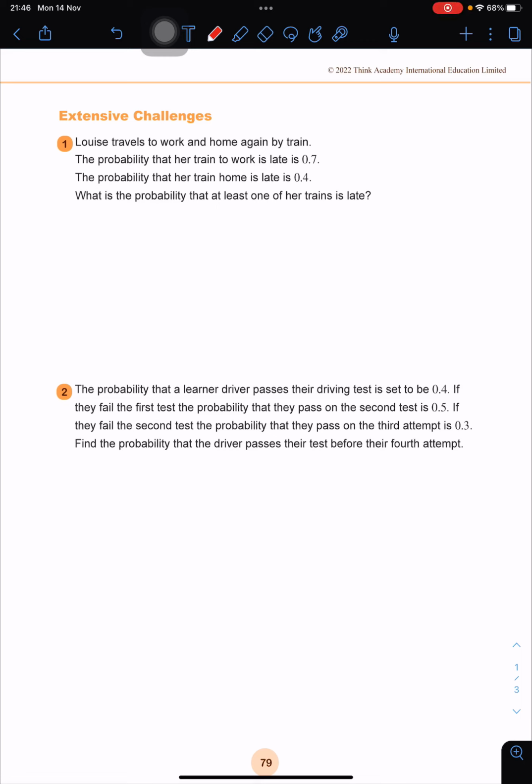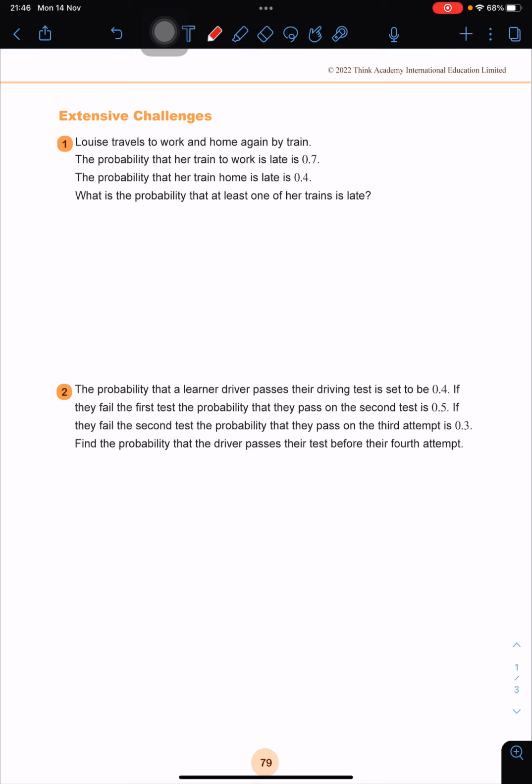All right, so for this question, let's take a look at what the question is saying. Louise travels to work and home again by train. The probability that her train to work is late is 0.7 and the probability that her train home is late is 0.4. So what is the probability that at least one of her trains is late?